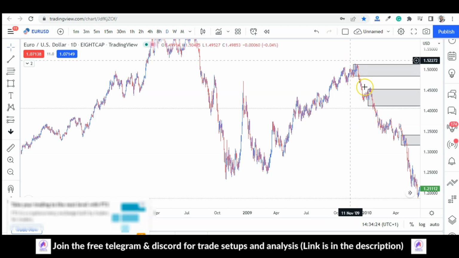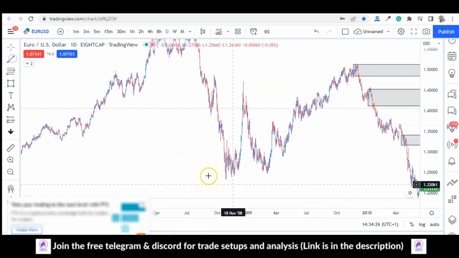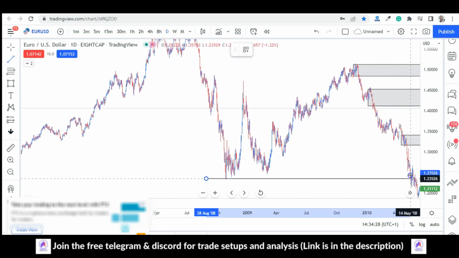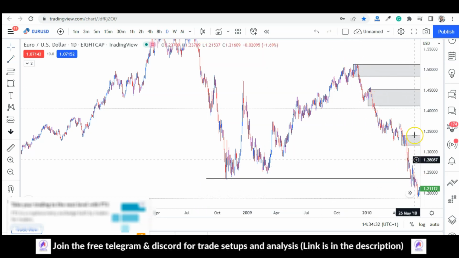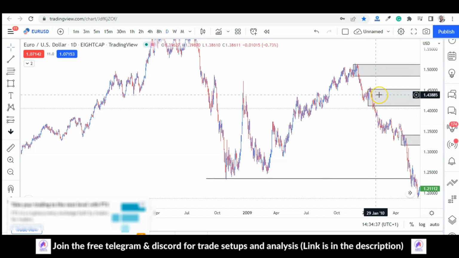Let's look at this scenario. We have an impulse leg that broke structure here, and then you are looking for trades to continue this downward trend. Okay, are you going to enter here? Are you going to enter here? Or are you going to enter here? So let's see what happens.